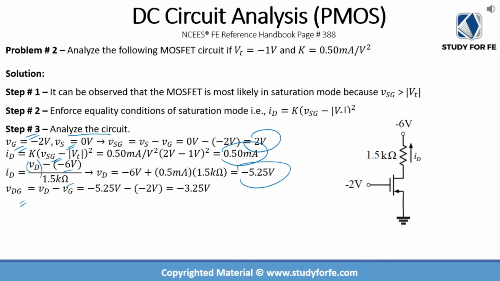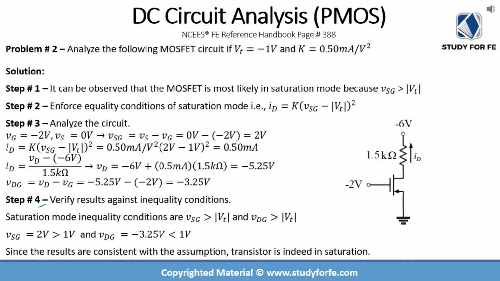And then I'm after VDG, not VGD, which was the case with NMOS. And this gives me VD minus VG. This gives me a negative value. In step number 4, we have to verify these results against the inequality conditions. So the inequality conditions for the saturation mode are that your VSG should be greater than the magnitude of VT, and your VDG should be greater than the magnitude of VT.